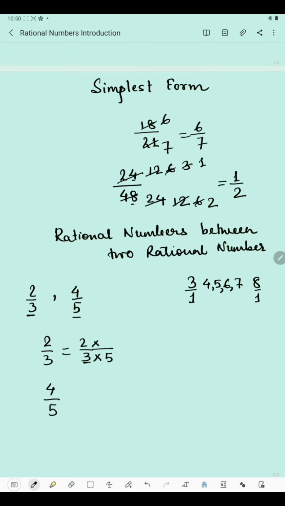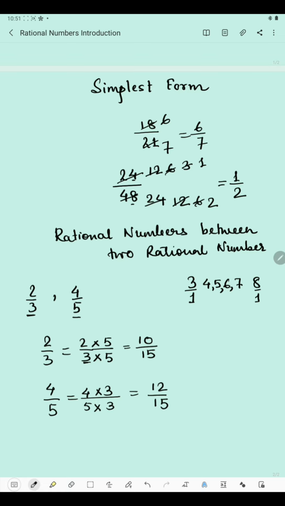Now the same number will be multiplied by the numerator also. So we are getting 10 by 15. Now here also, what should be multiplied by 5 to get 15? So it's 3. That means 3 should be multiplied by the numerator also. So we are getting 12 by 15. Now see, the denominator is the same now.